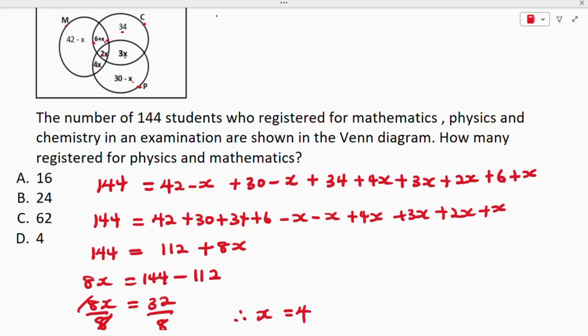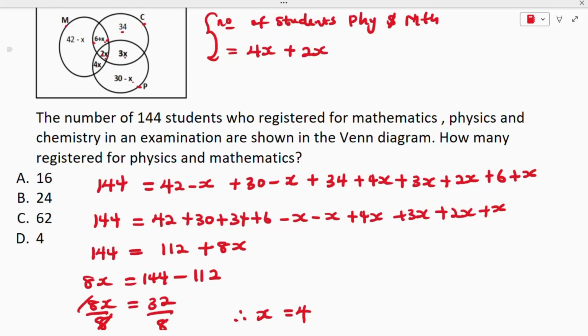Alright, so the question says we have to look for the number of students that registered for physics and mathematics. So 4x registered maths and physics, so 4x plus 2x. This 2x registered for all three, so we add it, because they still registered for physics and mathematics. So this is equal to 4x plus 2x, which gives us 6x, and this is equal to 6 multiplied by the value of x, which is 4, and this is equal to 24. So 24 students registered for physics and mathematics. So from here we have B to be the correct option.